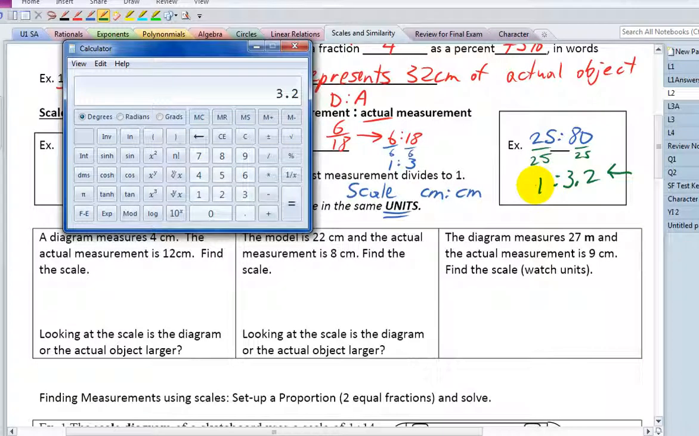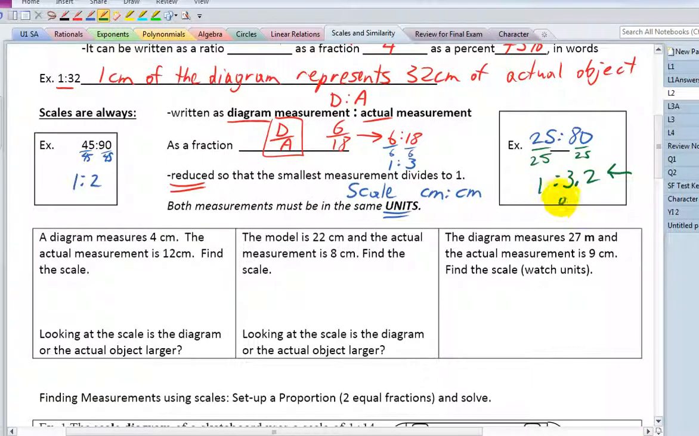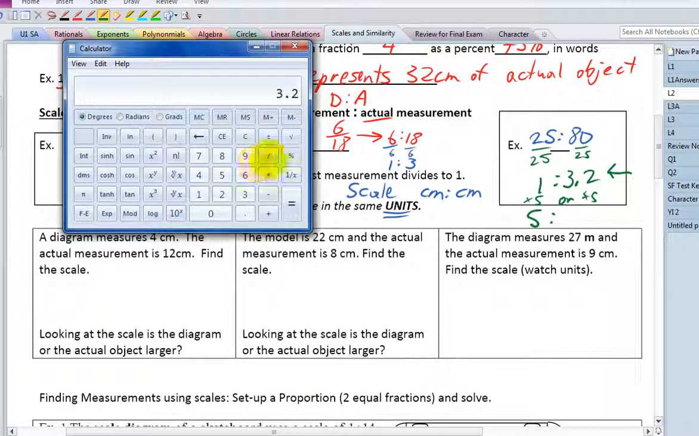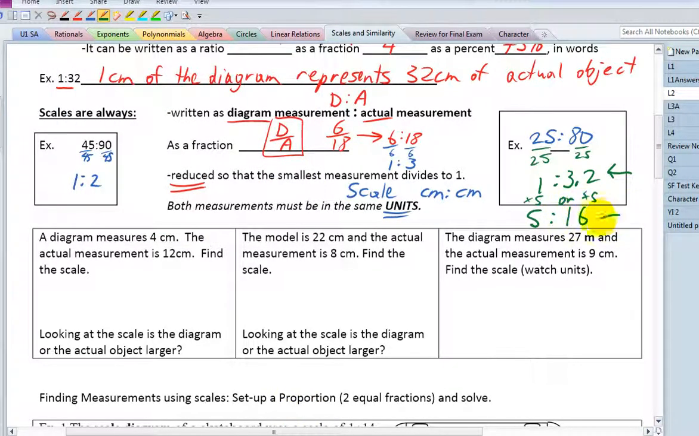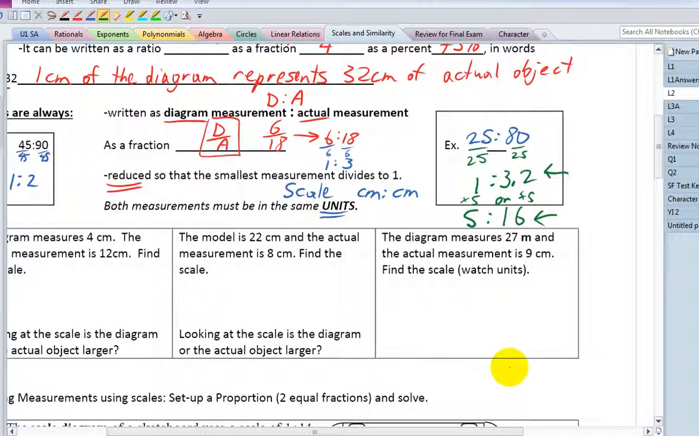Divide them both by 5. Or if you times this by 5, both of them, you'll get 5 to 16. And so these would be whole numbers. And some teachers say, oh, you should always have whole numbers.